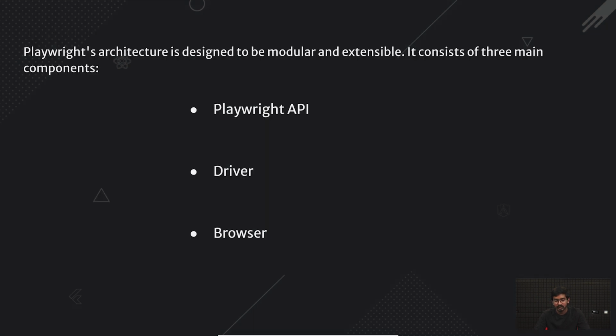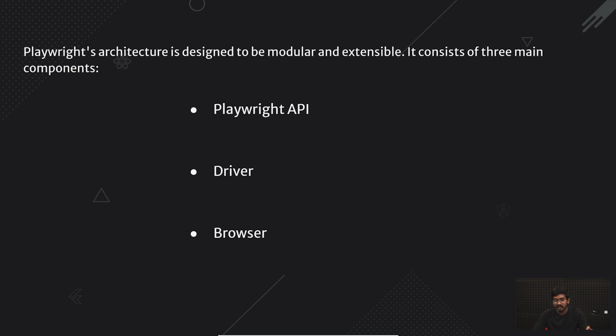Playwright architecture is divided into three parts: the Playwright API, the driver, and the browser. Coming to the Playwright API, it is a Node.js high-level API which runs the automation script in all three browsers, such as Chromium, WebKit, and Firefox. And we can use this API to run web applications, single page applications, hybrid and mobile progressive applications also.